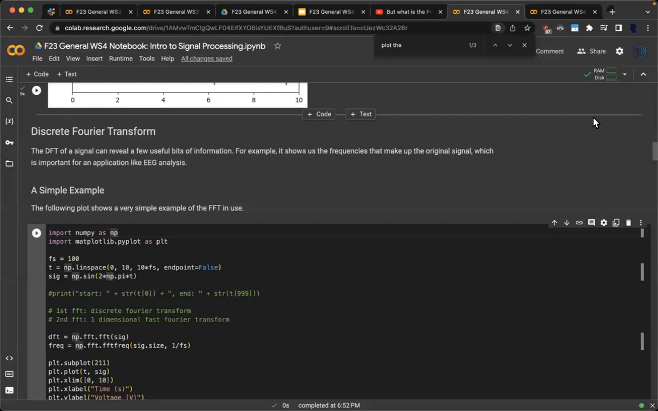Discrete Fourier transform. That's basically what we've been talking about. There are broadly two types of Fourier transforms that we do with marginally different properties: the discrete Fourier transform and the fast Fourier transform. Right now we're just going to talk about DFTs. As Ethan said, Fourier transforms are a way of extracting frequency information from a time series signal, which is really useful for applications like EEG.